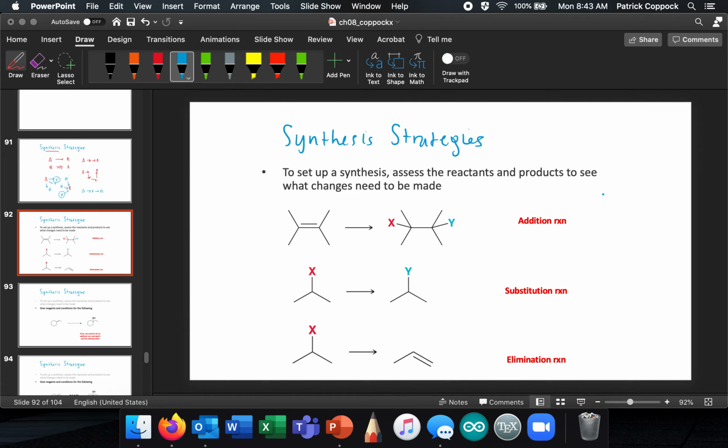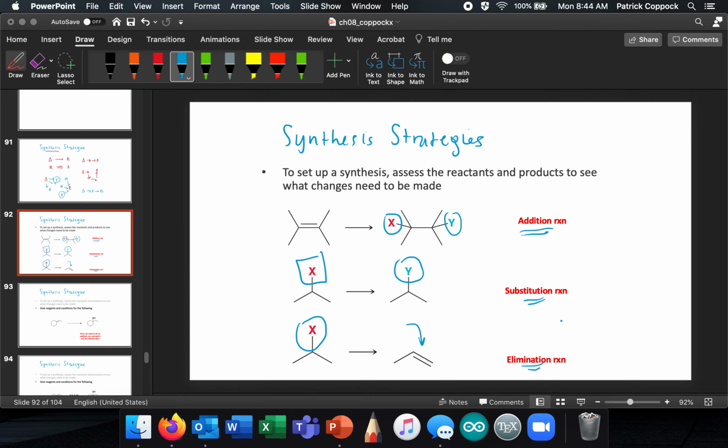All right, so let's look at some synthesis strategies. To set up a synthesis, you first of all have to look at the reactants or the starting material and the target compound. In the target compound, I see I've got an X and a Y, right? Aha, okay, I did an addition reaction. That's an addition because I've got a double bond here and I have the same number of carbons, but I got an X and a Y in there. Now, in another case, I've got X and Y like this, right? I say, oh, that's just a substitution, right? And then sometimes you see you've got something here, and then it goes, oh, wait a second, double bond, that's an elimination, right?